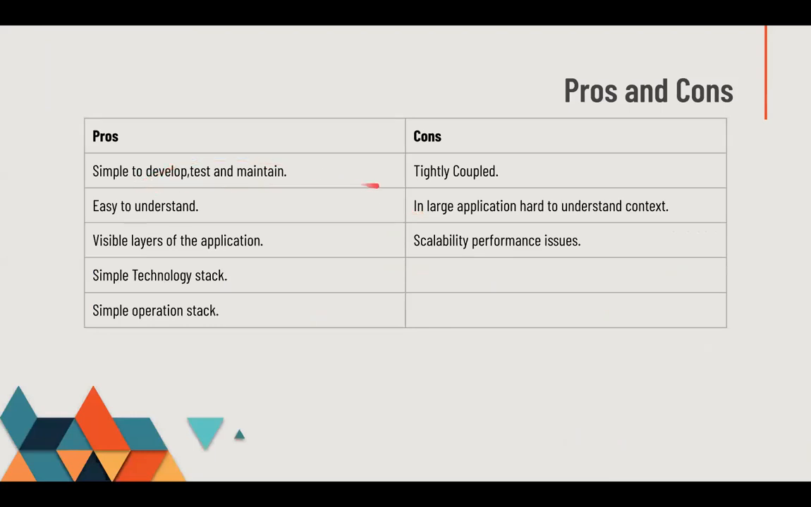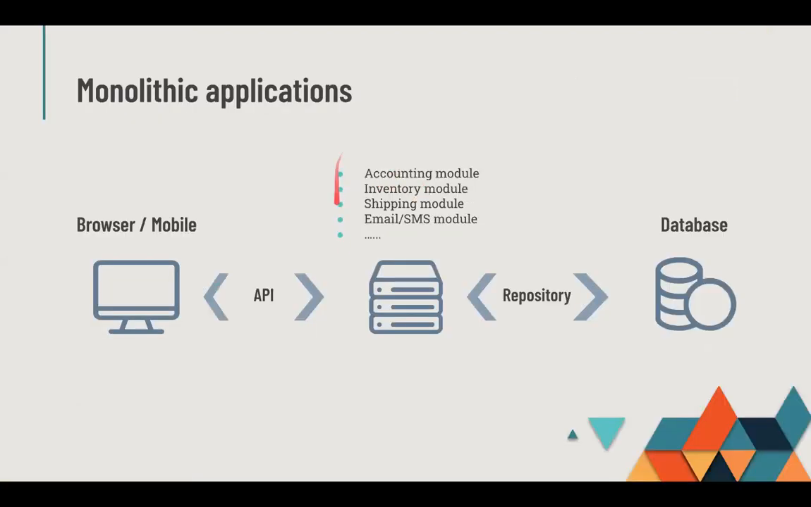And maintenance-wise, it's really simple. Why? All the code related to the application can be within one single project or multiple projects, but within a single code base, and anyone can navigate between these projects. So we can see the interaction directly. The accounting module directly calling the email or SMS module, that kind of thing is simply visible to us.